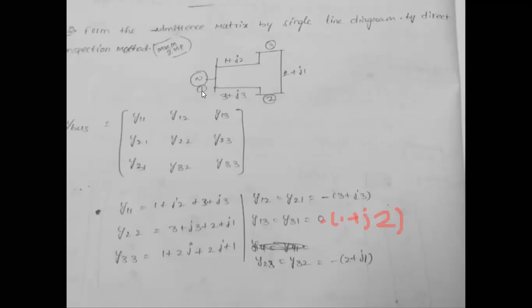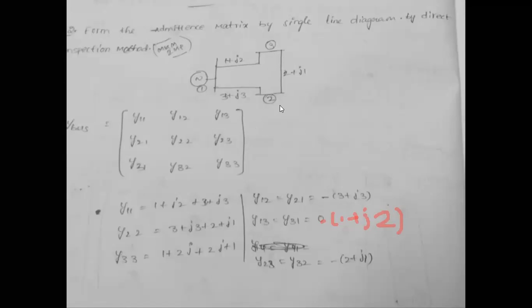Next Y12. If there is any connection between 1 and 2, then we represent it as minus of that element. Next Y13. If there is any connection between 1 and 3, that is minus of 1 plus j2. Next 2 to 3 or 3 to 2.